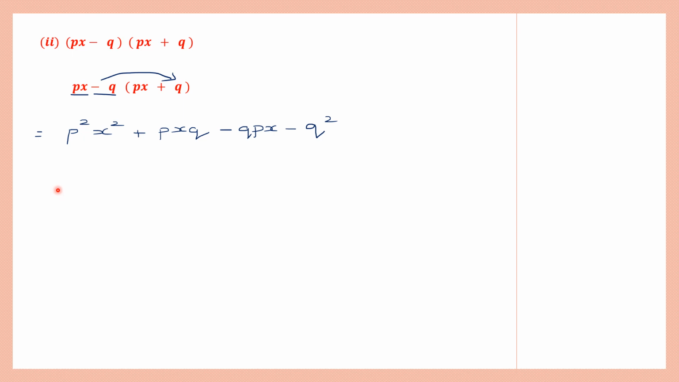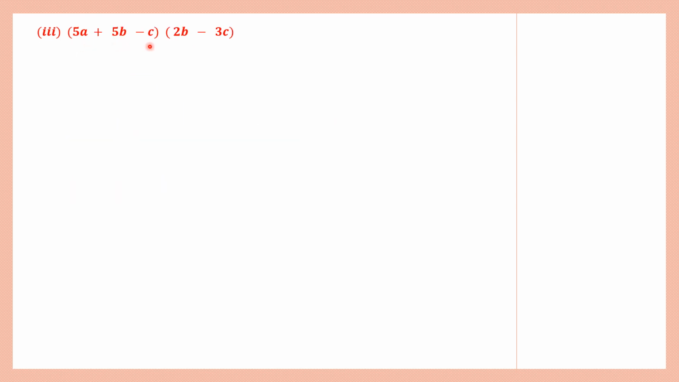So next thing to see is whether there are like terms. Here we have p square, x square. We don't have that anywhere. Now here we have p, x, q. And here also we have a p, x and q. So these two are like terms. As you can see, this is plus pxq, and this is minus. Plus and minus will make it 0. So we can cancel these two. So these two are cancelled. So what is left is p square x square and minus q square. Now this will be our final answer.